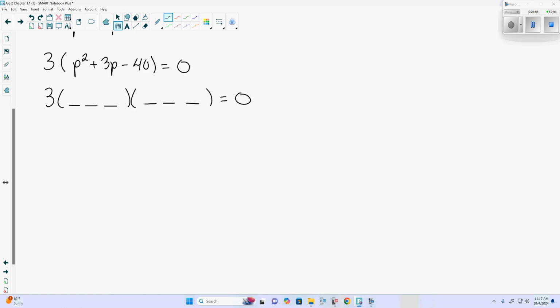Now we can factor with two sets of parentheses with three spaces. Our third term is positive or negative? Third term is negative. So our signs are opposite. One's positive, one is negative. Let's start with the factors of the first term. Factors of p squared would be p and p. Factors of 40: 1 and 40. 2 and 20. 5 and 8. And that's it.